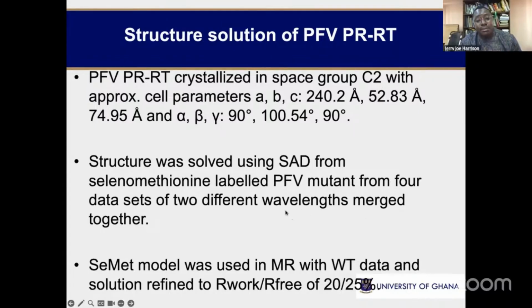But that's also by merging several data sets that we had collected at different synchrotron sources across the US. Actually, 3 of them, all of them with different wavelengths. Sometimes some of these things are a bit weird, but that's what worked. We refined the structure to R-work, R-free of 20-25%.